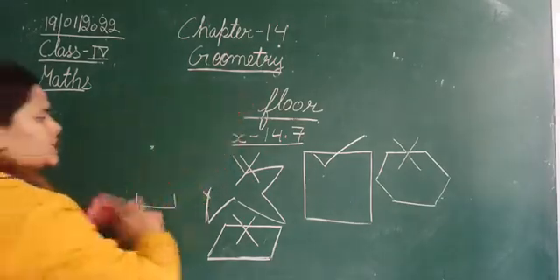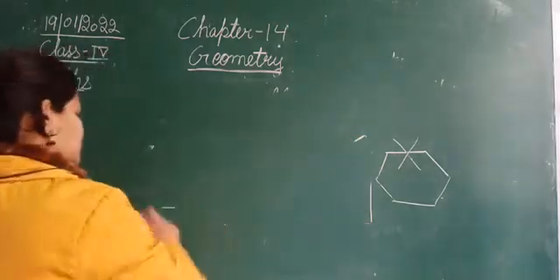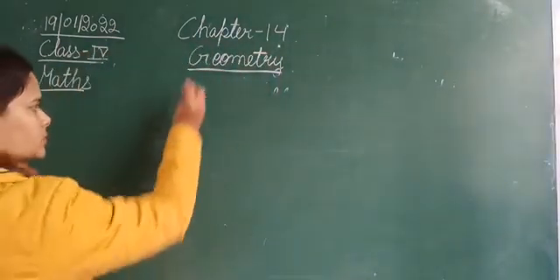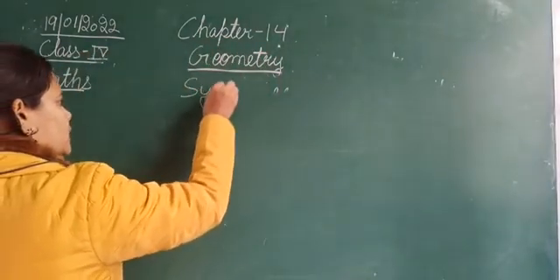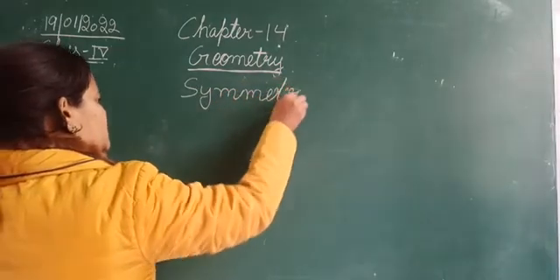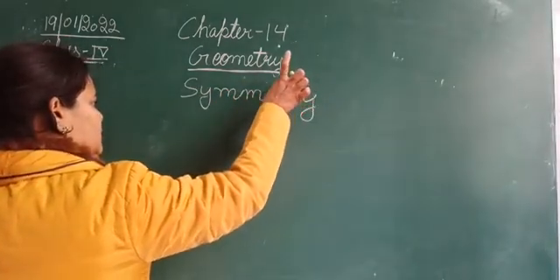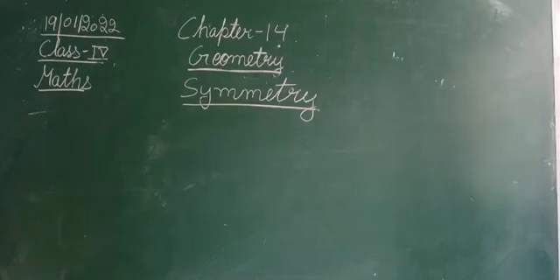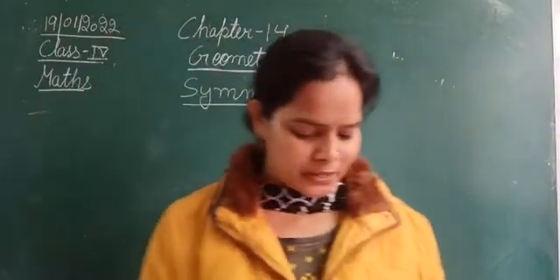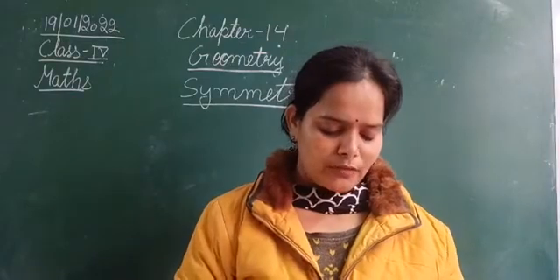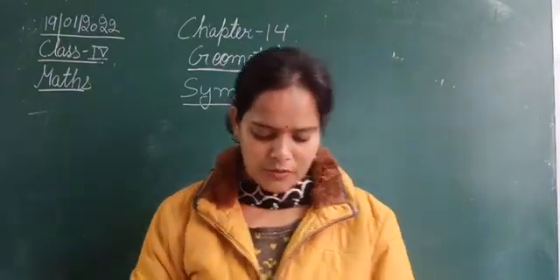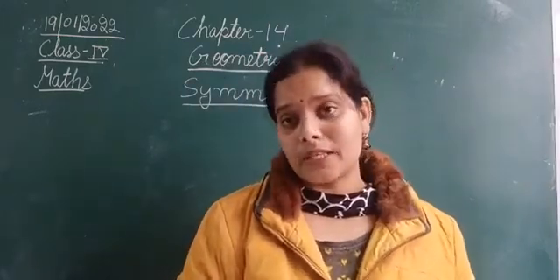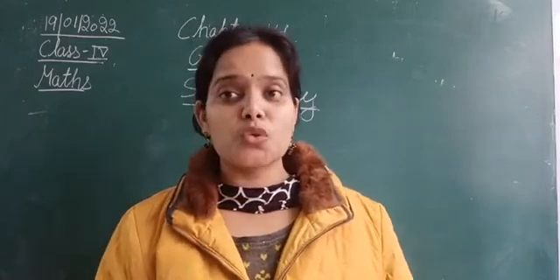The next topic is symmetry. What is symmetry? This is the next topic that we are going to discuss. What is the meaning of symmetry? The term that we use for symmetry is a symmetry. It means to divide something into two equal resembling parts.